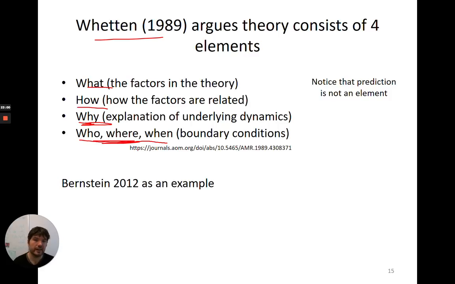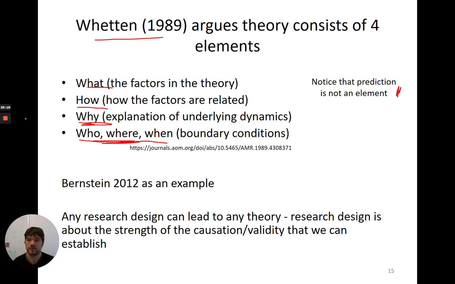Notice that prediction is not one of the 4 elements in Whetten's description of what a theory actually consists of. And finally, also just to link it back to research designs, any kind of research design can more or less lead to any kind of theory. Research design is about the strengths of the causation and the validity that it establishes. It's not about whether you end up at a specific kind of theory.